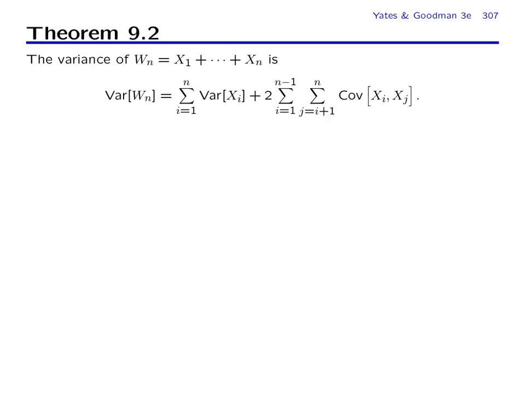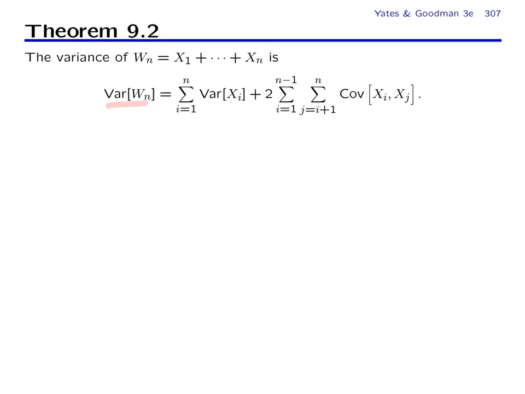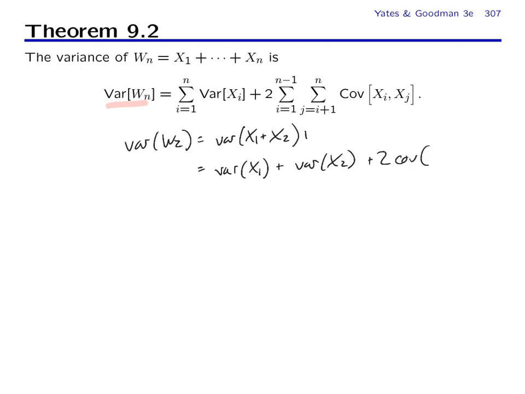Now that we've found the expected value of a sum, the next thing we want to know is the variance. You already know that for n equals 2, the variance of W2, which is the variance of X1 plus X2, equals the variance of X1 plus the variance of X2 plus 2 times the covariance of X1 and X2. This theorem generalizes that result to n random variables.